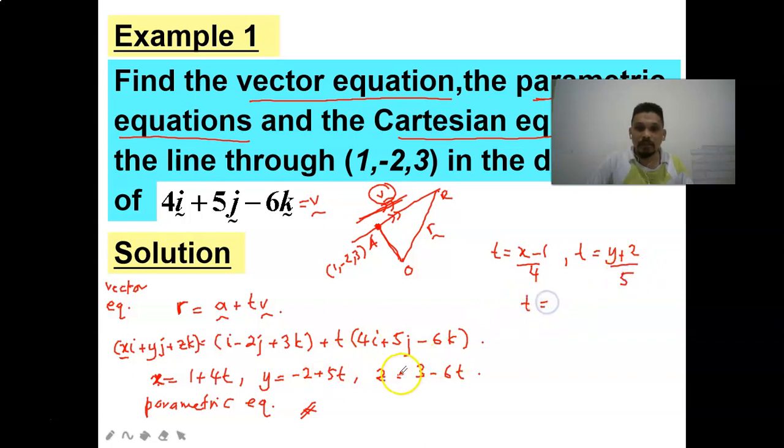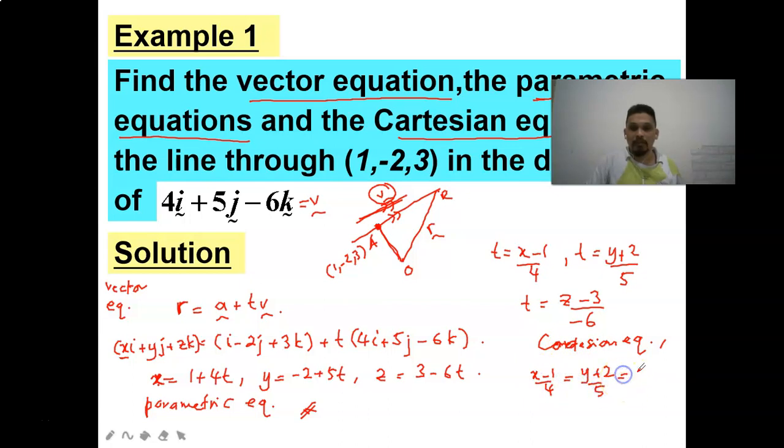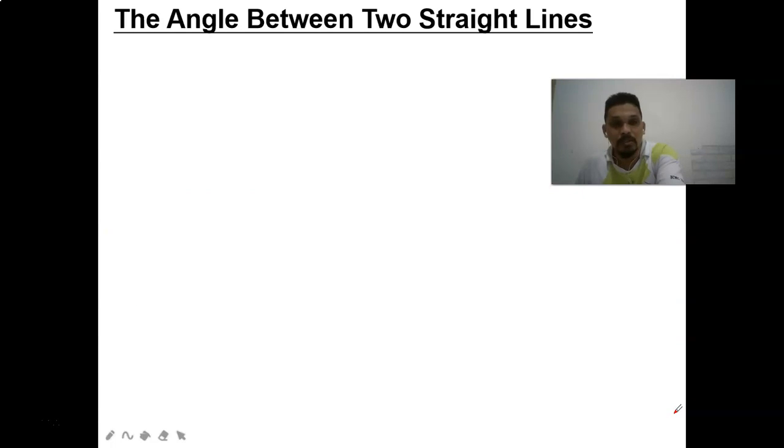And also another t here for z. Then z, bring 3 to the side become negative, so z minus 3 divided by 6. So then in Cartesian equation, x minus 1 divided by 4 equal to y plus 2 divided by 5 equal to z minus 3 divided by negative 6. Okay, so that is a solution for question number 1.